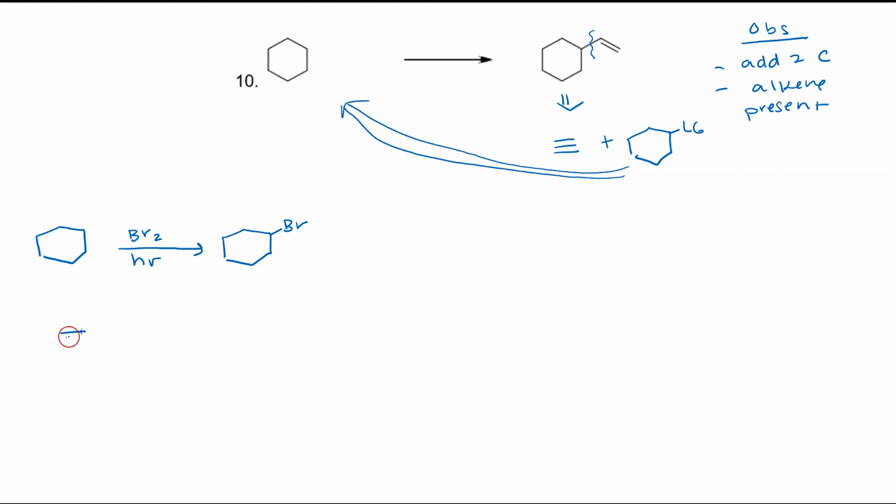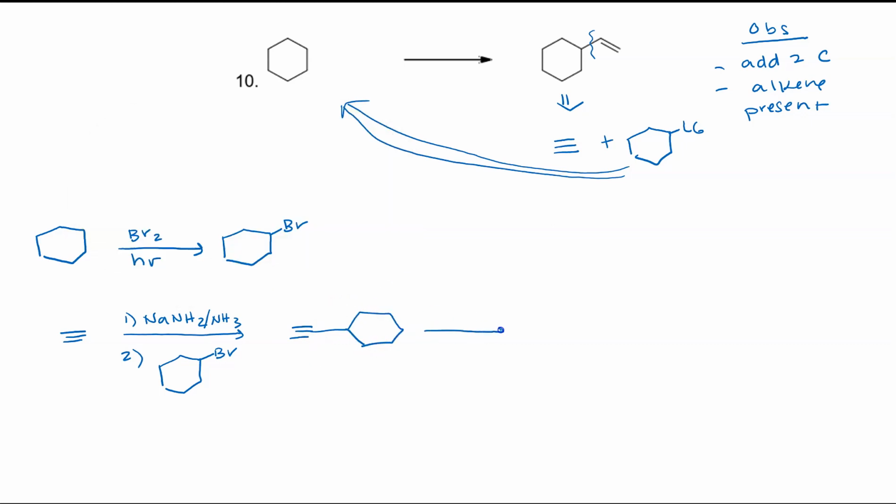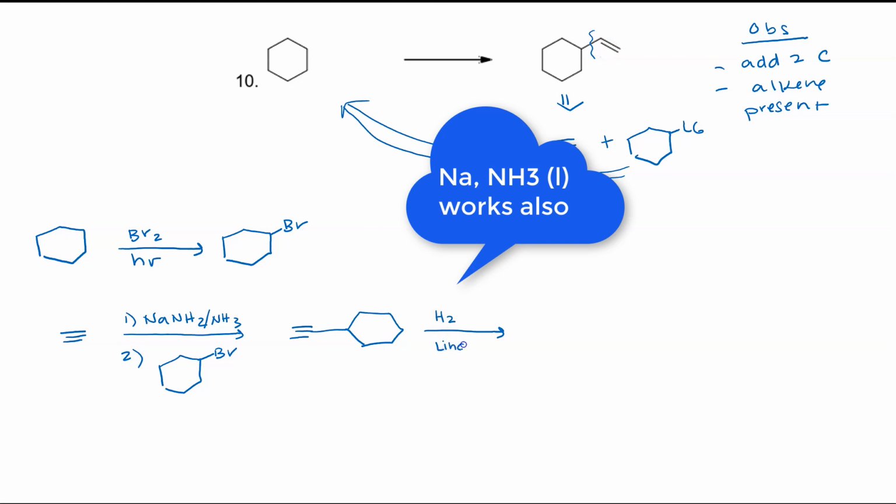So I'm going to bring in the alkyne. This is NaNH2. And then if I add this to it, I get this. And then one more step, I need to get to the alkene, I need to do a reduction. So I can use H2 Lindlar. You could also use the sodium liquid ammonia because it is a terminal alkene.